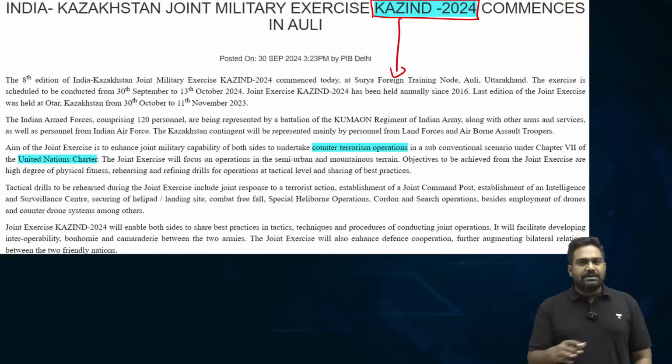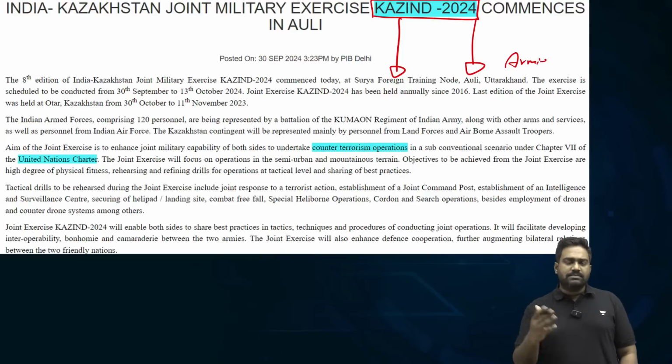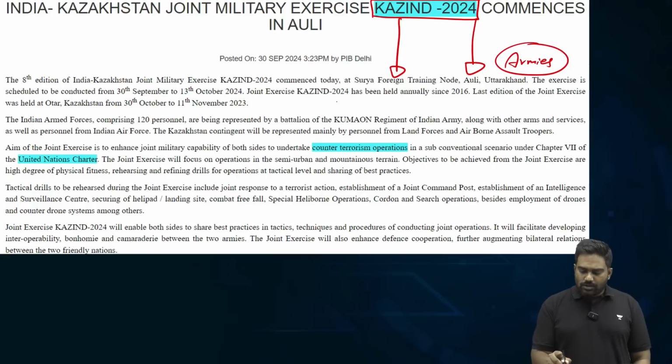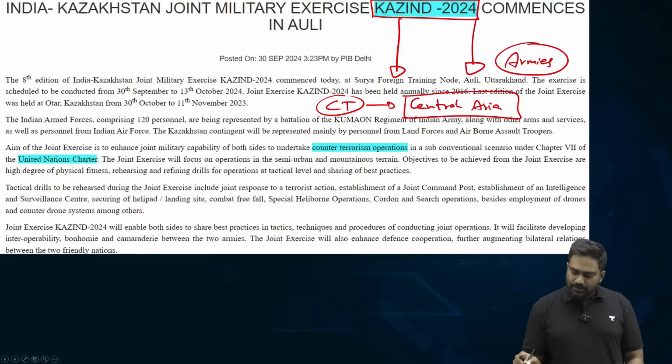By looking at the name itself, you can deduce which countries are part of it. Obviously, India and Kazakhstan. So this is a regular joint military exercise between our armies. We have been conducting this for several years. The focus is mainly on counter-terrorism, because even Central Asia is affected by radicalism and terrorism, which is a common threat.